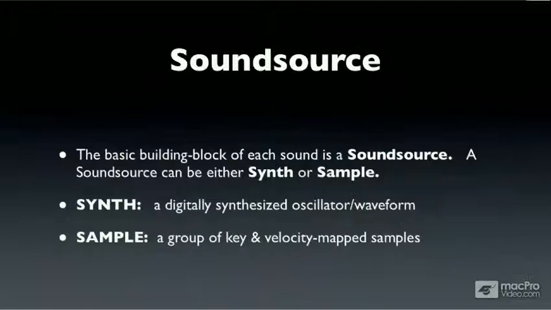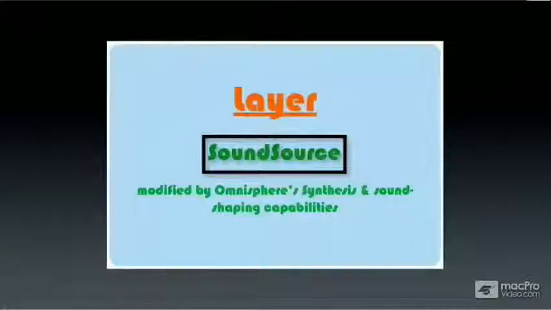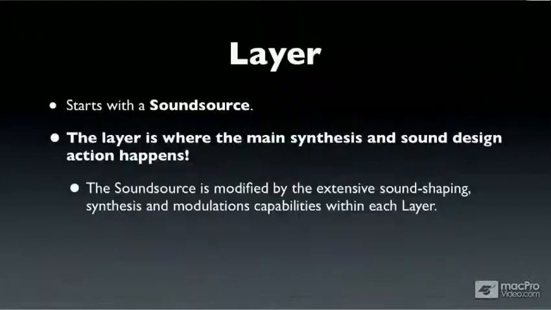The next level is something called a layer. Each sound source is the starting point for sounds in the layer, and the layer contains all of Omnisphere's synthesis and sound shaping capabilities and modulation capabilities as well. So the sound source is completely transformed by the synthesis engine in each layer. So we have each layer beginning with a sound source, either synthesized or sampled, but not both.